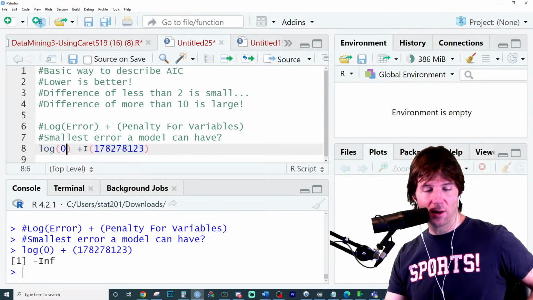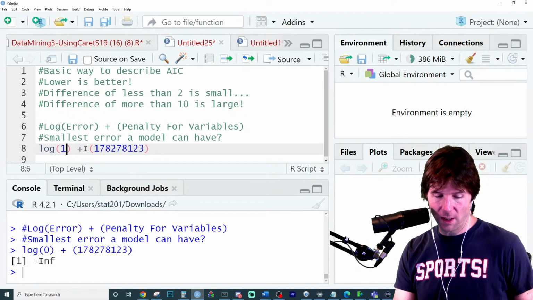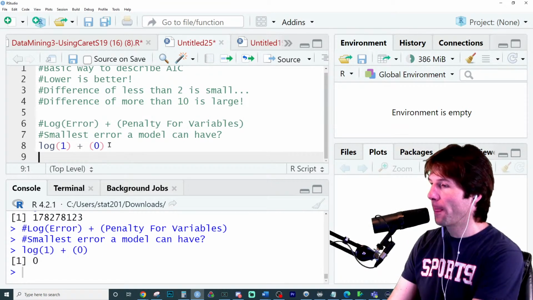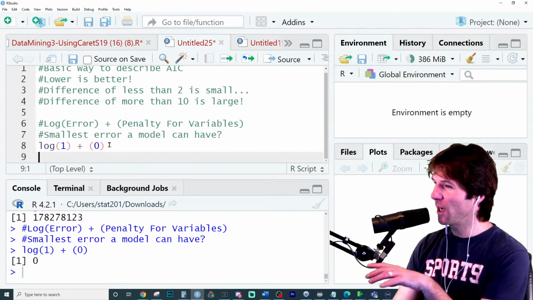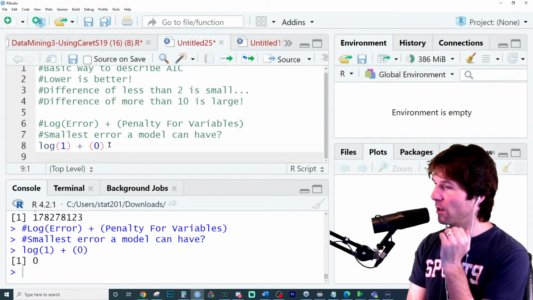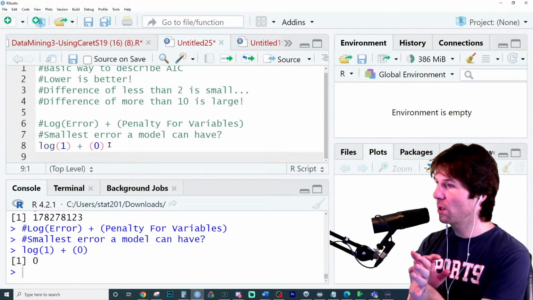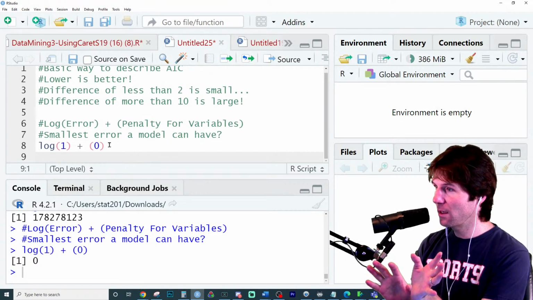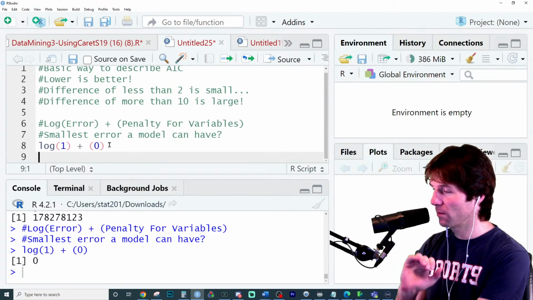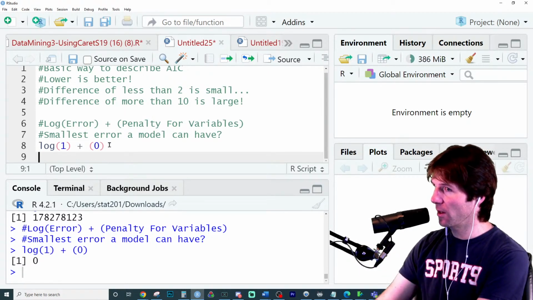It just means probably your error had to be somewhere less than 1, because if you get an error of 1, it's going to be 0. So especially for small values, like if you're working in decimal values, you could get a very low AIC. There's no interpretation of AIC. It's just used to compare models. So you don't interpret it. You just use it to compare models.